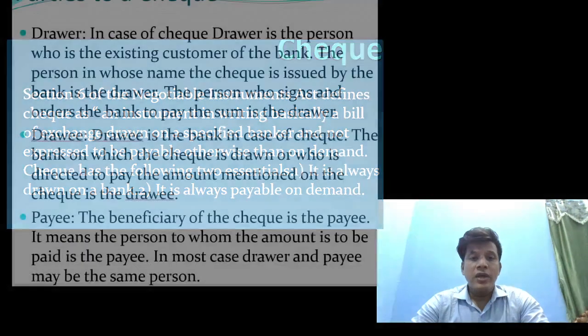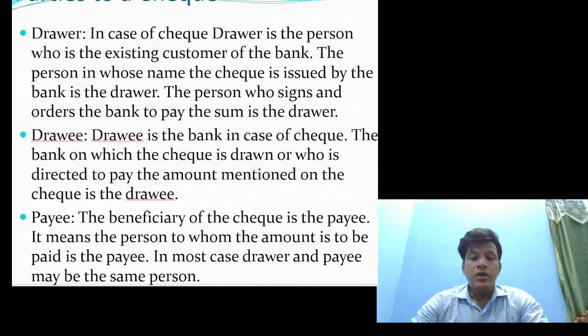Now we will discuss the parties to a check. As per the Negotiable Instrument Act of 1881, there are basically three parties to a check. They are called the drawer, drawee, and payee. The drawer is the person who has an account in a specific bank. Basically, these are the customers of the bank. The person in whose name the check is issued by the bank can be termed as a drawer.